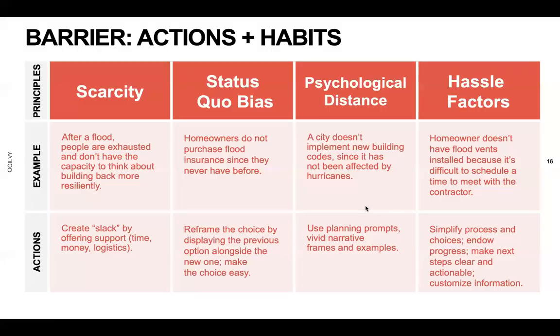So first, we're going to cover 4 biases relevant to actions and habits. So first, mental scarcity. We can face financial scarcity, we can face temporal scarcity, we can face mental scarcity, and all these kinds of scarcity can strain our mental bandwidth.